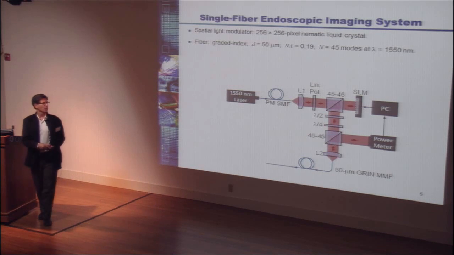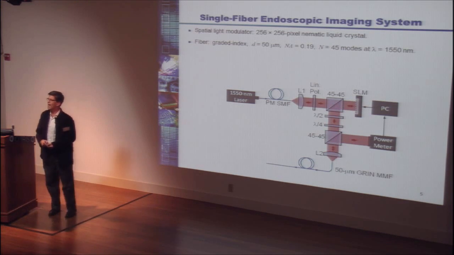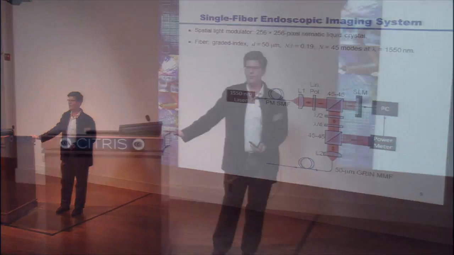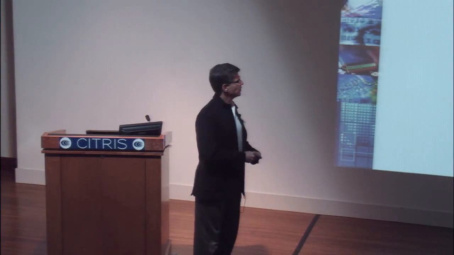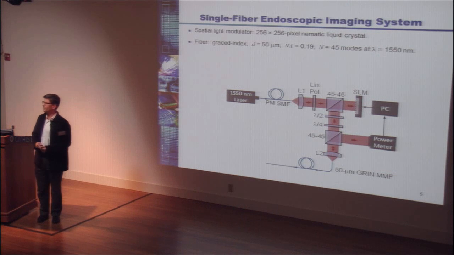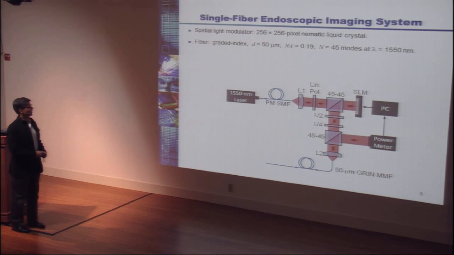So when we first built this system, we were using it to transmit through long multimode fibers at very high bit rates, like 10 gigabits per second or 100 gigabits per second through several kilometers of multimode fiber. And we had this spatial light modulator here, and we used it as an adaptive optic system to compensate the modal dispersion. And then later we repurposed it to do this imaging experiment.